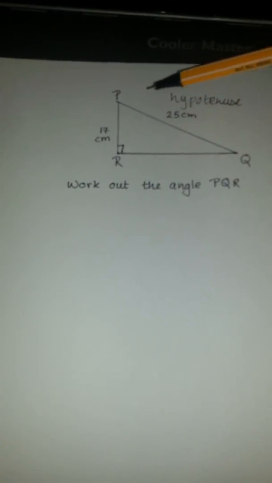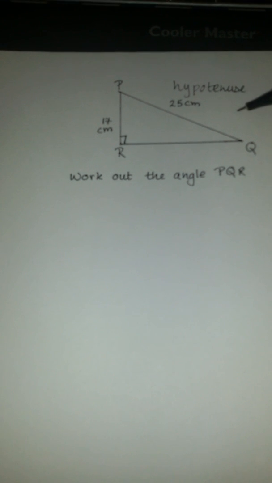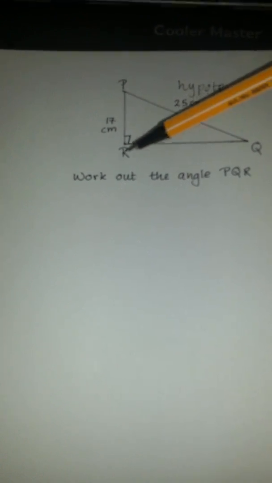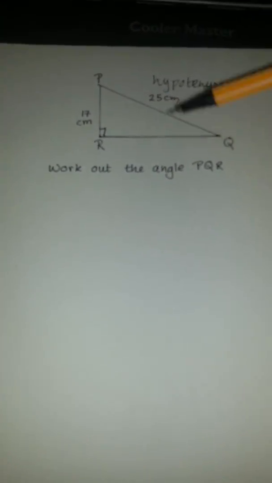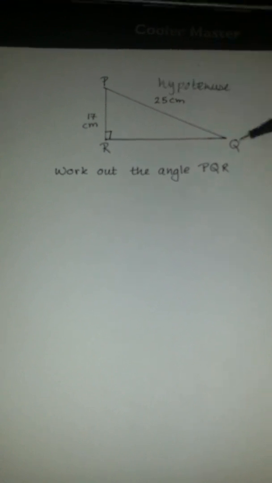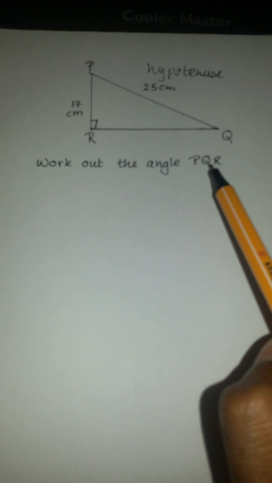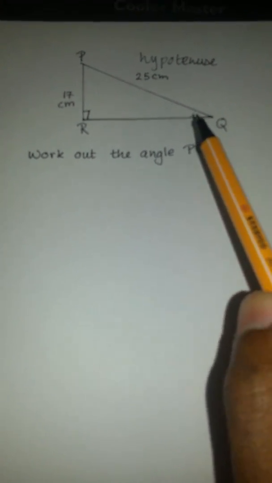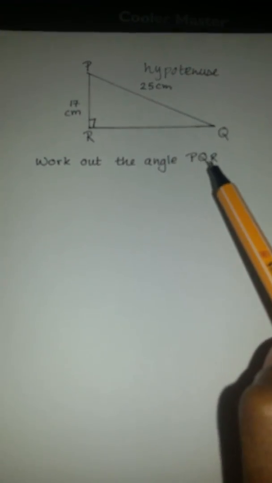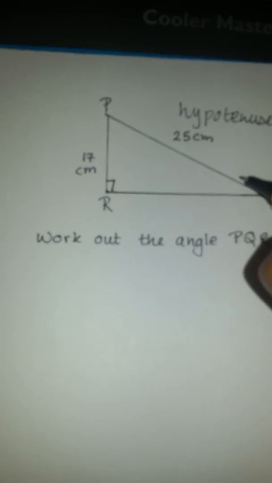Right, once we've done that, we'll carry on reading the question. Work out, so we know PR is 17 centimeters and PQ, which is the hypotenuse, is 25 centimeters. And this question is asking us to work out the angle PQR. Now, whenever an angle is written down, the middle letter is where the angle's formed, the vertex, and P and R are the endpoints. So we're looking at this angle here. Right, so let me mark it on the diagram.